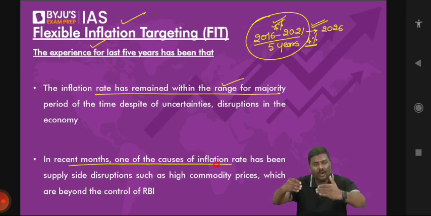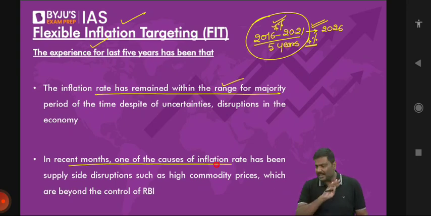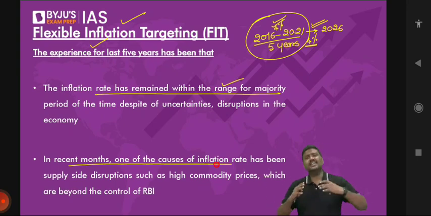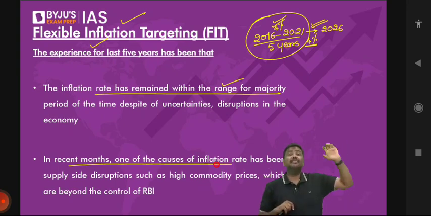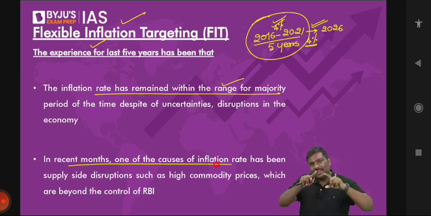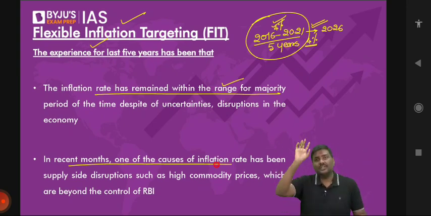But that is not to say RBI is not doing anything here. I hope you understand. It doesn't mean that RBI has not done anything. RBI has continuously kept on increasing interest rates. For example, from last year May, I repeat, last year May, RBI has kept on increasing the interest rates. In the last 8 to 9 months, RBI has increased the interest rates by more than 2.5%.